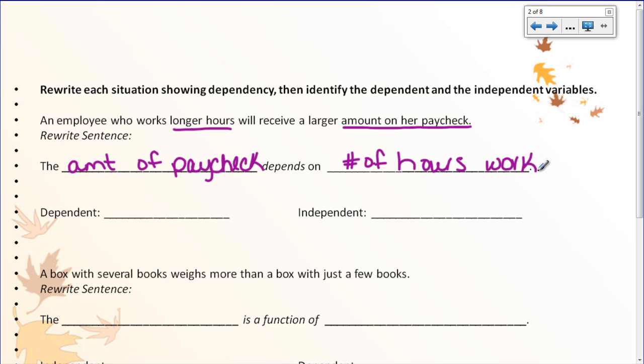This is true if you're getting paid by the hour. Not everybody gets paid by the hour, but at your age, that's pretty much how it works. You get paid by the hour. So how much your paycheck is depends on how many hours you worked. Based on that sentence, if the amount of the paycheck depends on something, then the dependent variable is the paycheck. So how much is on the paycheck is dependent. What's independent would be the number of hours.